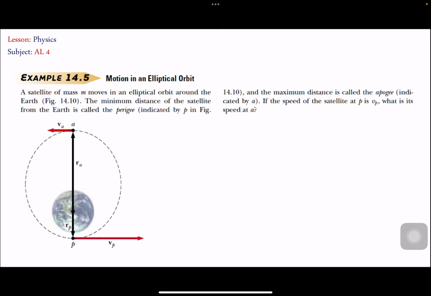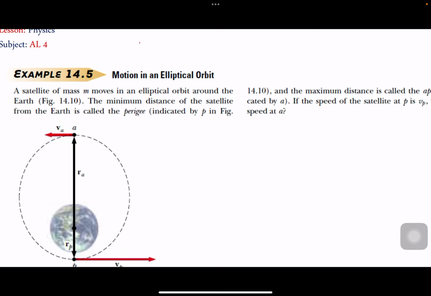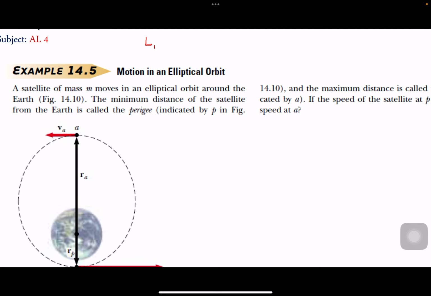Now, let's solve one more example. This example can be solved also by you. You will try to do it. Let me give you a hint that the L1 will be equal to L2, and you try to do it on your own.